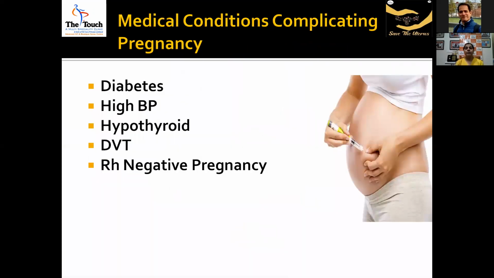So the main problems which develop during pregnancies are diabetes, that is increased blood sugar, high blood pressure, hypothyroid, deep vein thrombosis, and if you have a blood group Rh negative and your husband is Rh positive, then you may have some complications in your pregnancy, which we are going to tell you in this webinar.